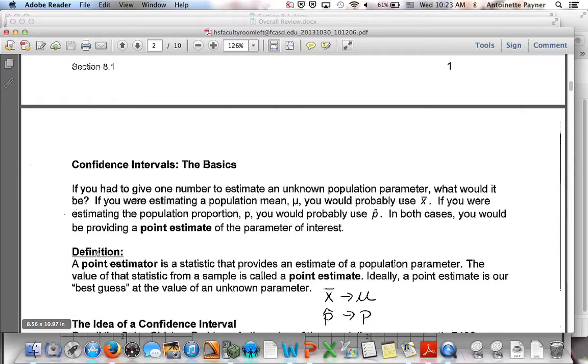So the definition here: a point estimator is a statistic that provides an estimate of a population parameter. The value of that statistic from a sample is called a point estimate. Ideally, a point estimate is our best guess at the value of an unknown parameter. So x bar would be our best guess for mu. P hat would be our best guess for p.